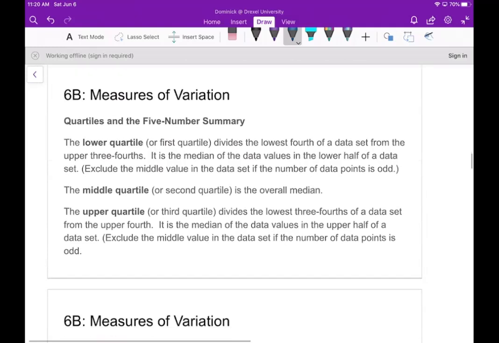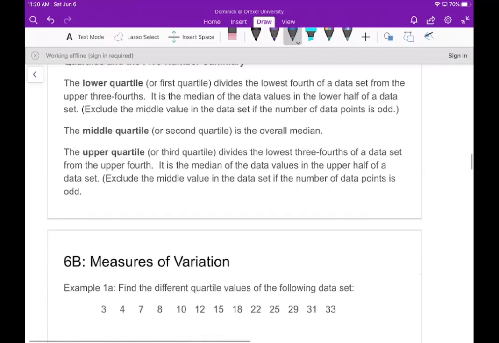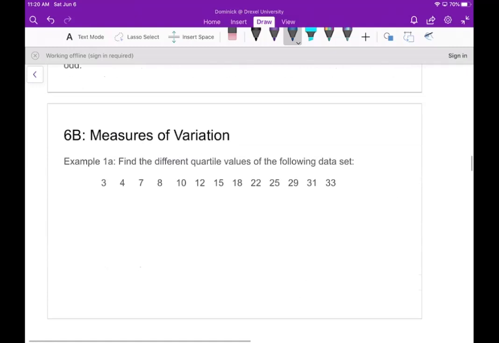And of course, the middle quartile we said is the median, and then the upper quartile is just the opposite of the lower. It divides the lowest 3/4 of a data set from the upper fourth, and it's the median of the data values in the upper half of a data set. And again, we would exclude the middle value if the number of data points is odd.